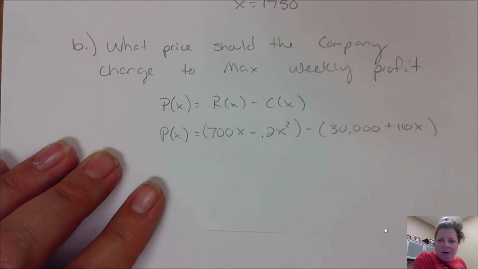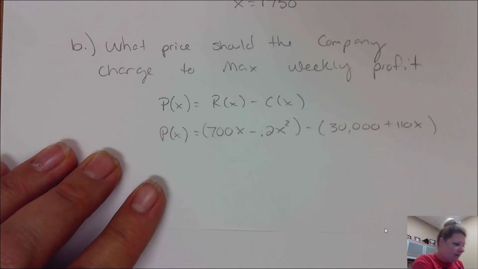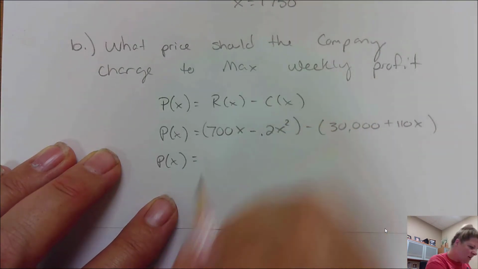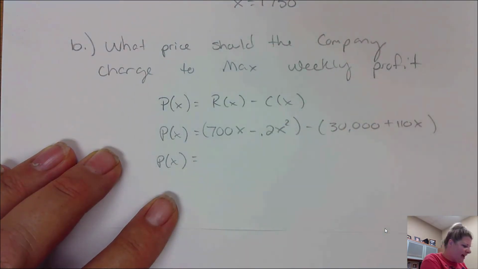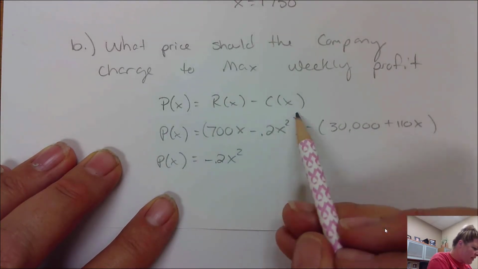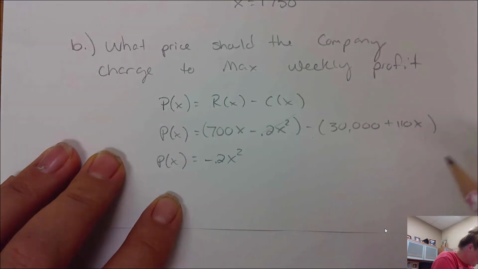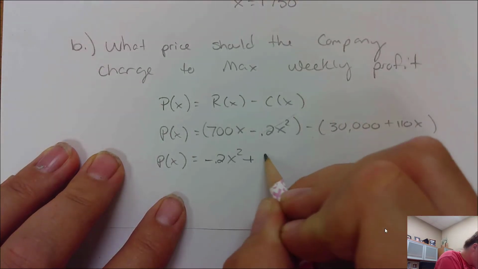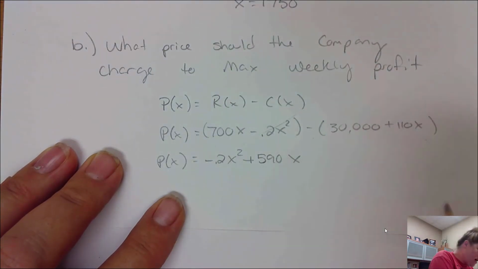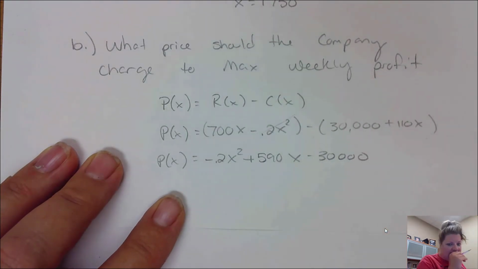Okay, so what are we going to do from here? We're going to simplify this profit so that we can do our derivative. So this is our x squared, so negative 0.2x squared. We wrote that down. 700x minus 110x would give me a positive 590x. And then we just have the negative 30,000. And you could have distributed the negatives to do it easier, up to you.